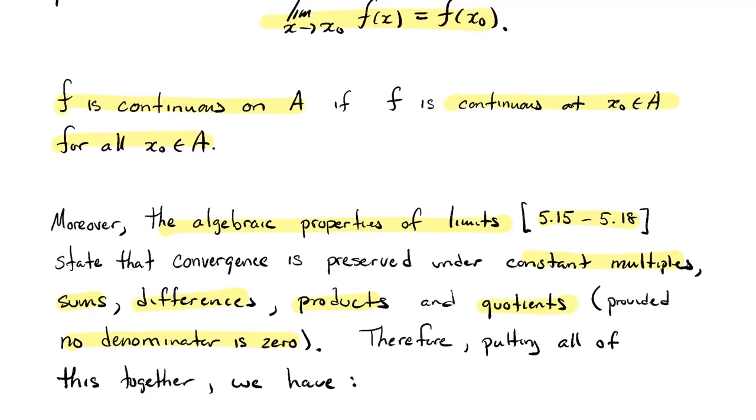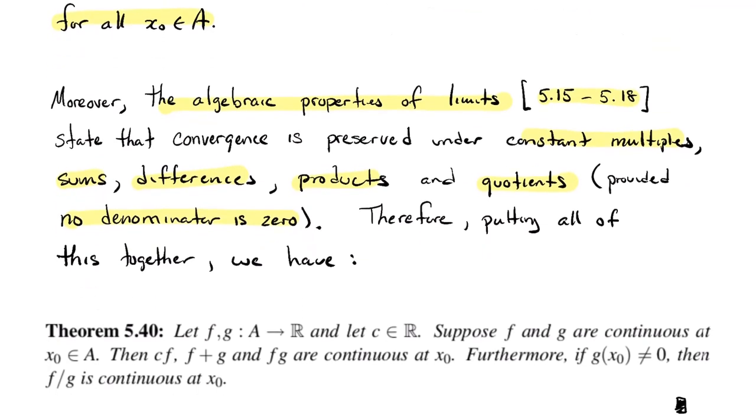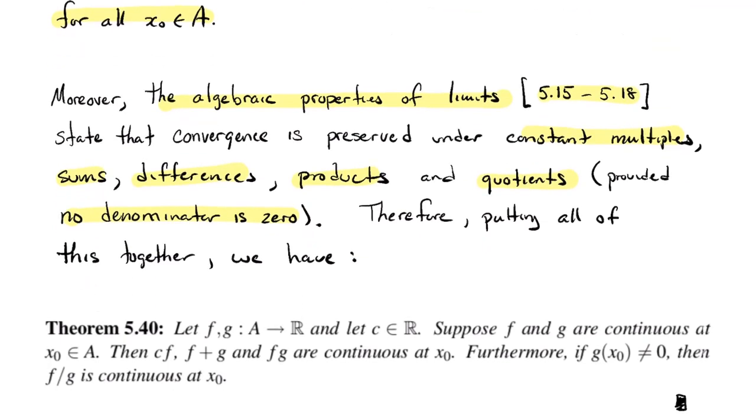Okay, so namely, if we roll all of that together, that's what this theorem 5.40 says. If you take two continuous functions, so they're called f and g, they're both continuous at some point x naught. And again, if x naught is an isolated point for both functions, then the continuity is just automatic. So the spirit of this theorem is when it's an accumulation point, but it works out in all cases.